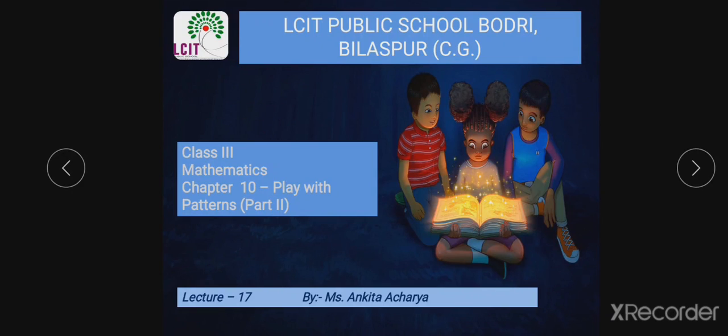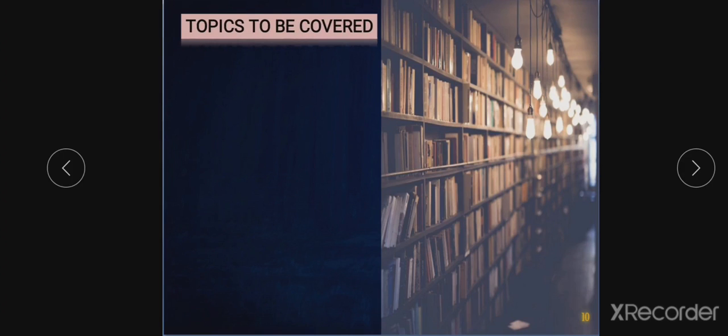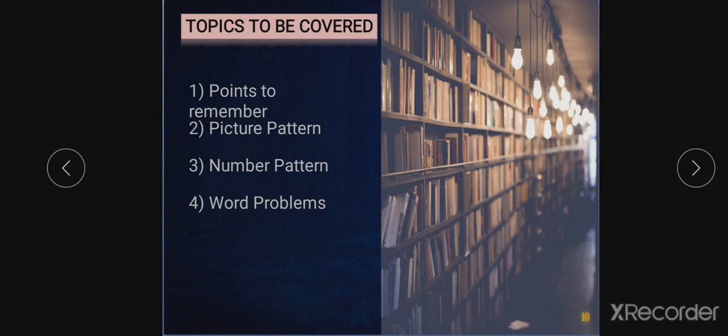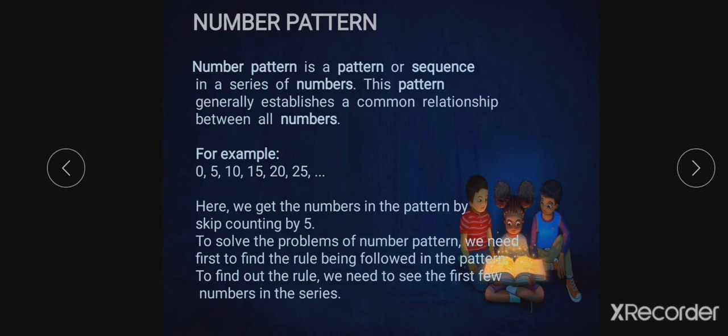So, today we are going to start part 2 of this chapter, chapter 10, Play with Patterns. Let us see the topics that we are going to cover in this chapter. We are going to cover point number 3, that is number pattern, and point number 4, that is word problems. Let us see the number pattern.